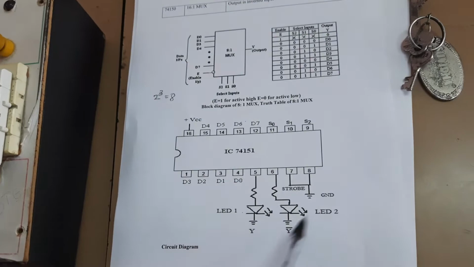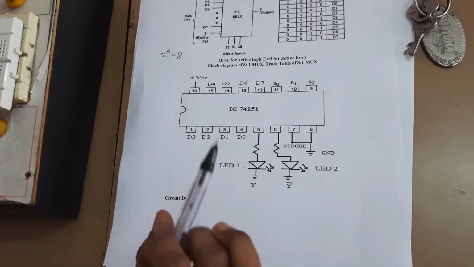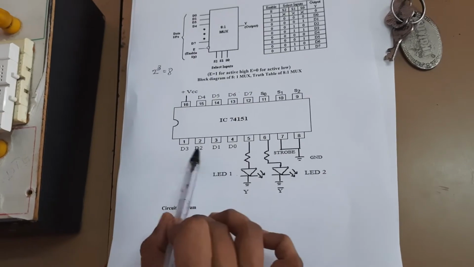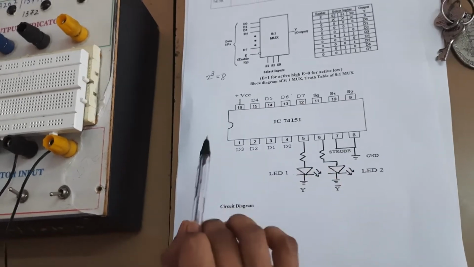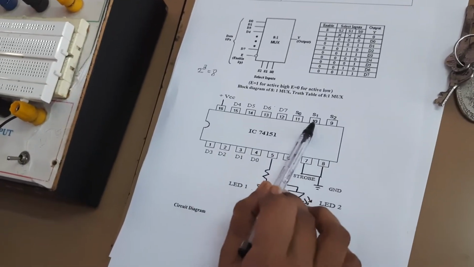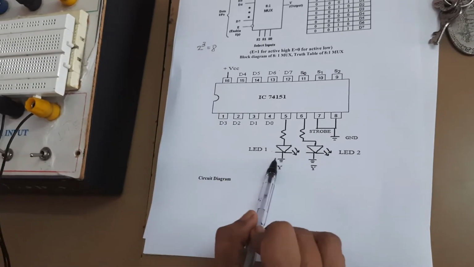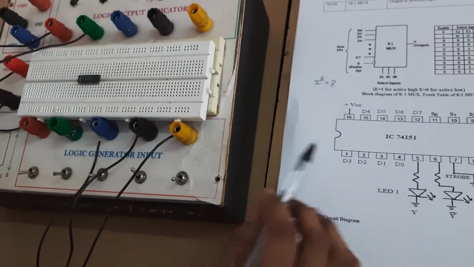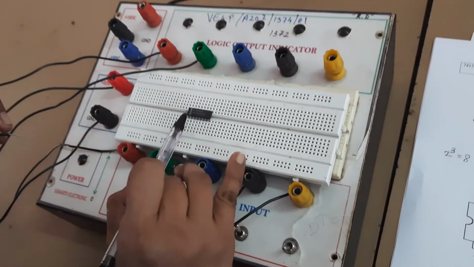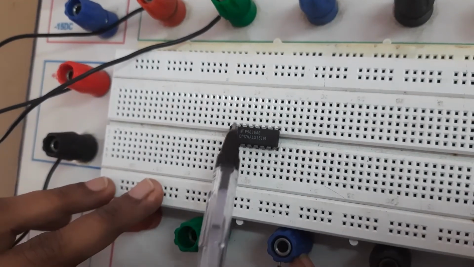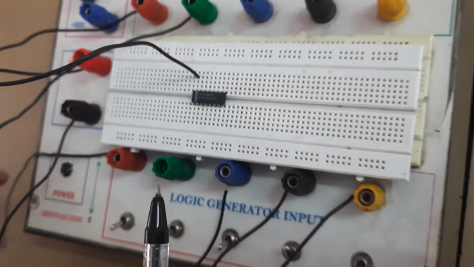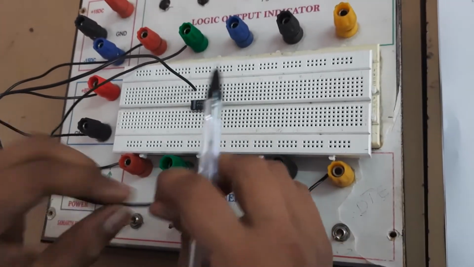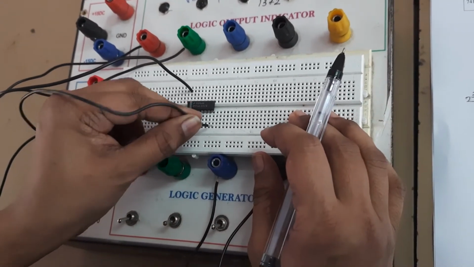Now this is the actual circuit diagram, the connection diagram for the 8:1 mux. In this one we have 8 inputs: D0, D1, D2, D3, then D4, D5, D6, D7, 3 select inputs: S0, S1, S2, and 2 outputs Y and Y bar. While connecting this, first connect VCC to pin number 16. As there is a notch, below that is pin number 1 and this one is pin number 16. So connect pin number 16 to VCC. Then pin number 8 to ground.